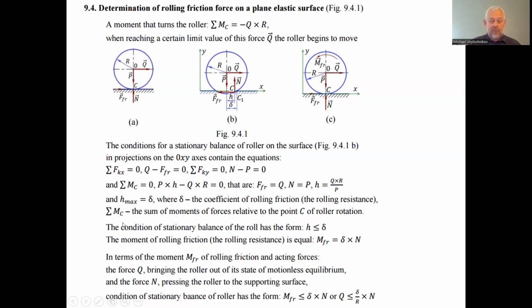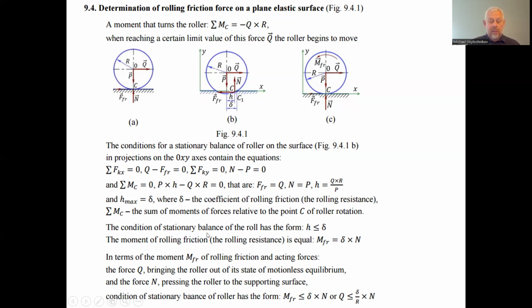So the total of the moments, the sum of moments of forces relative to the point C of the rolling rotation, has to equal zero. It's a balance equation. The condition of the stationary balance of the roll has the form that the arm, the actual magnitude, the variable arm, has to be less than delta.